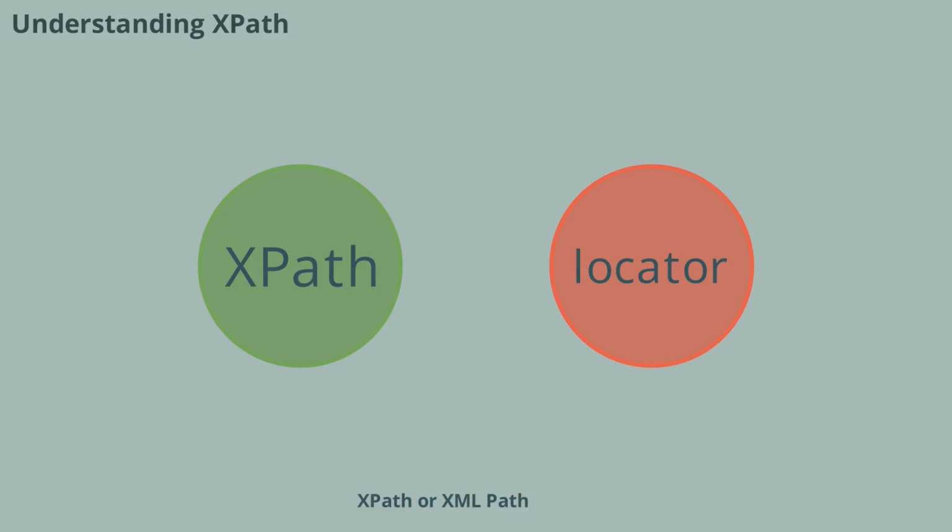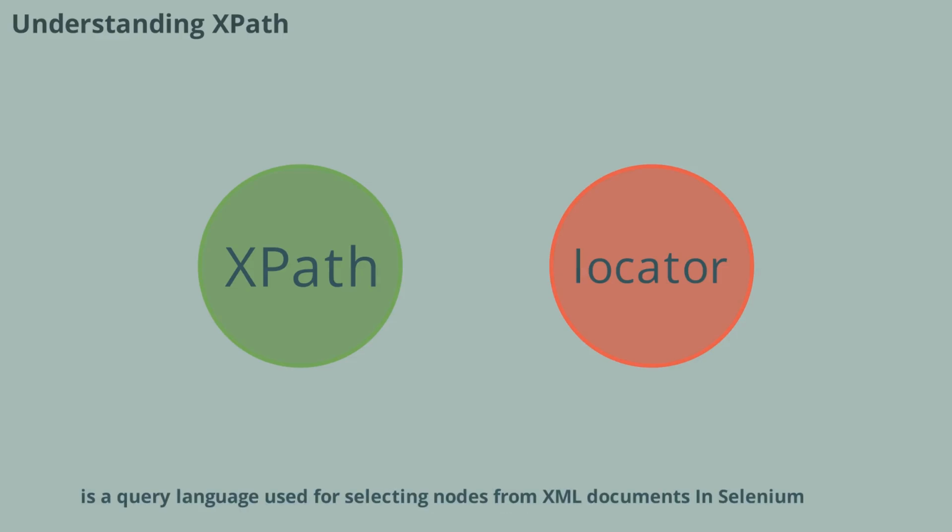XPath, or XML Path, is a query language used for selecting nodes from XML documents. In Selenium, XPath is a powerful locator that helps you find elements based on their structure and attributes. By mastering XPath, you can create flexible and precise selectors, making your automation scripts more robust and adaptable to changes in the web application.